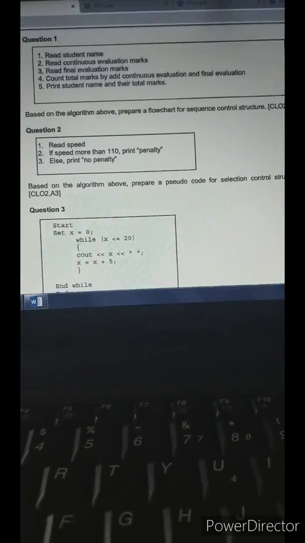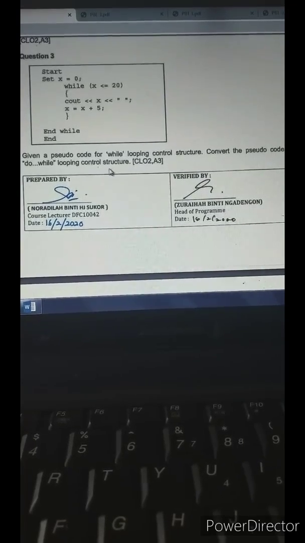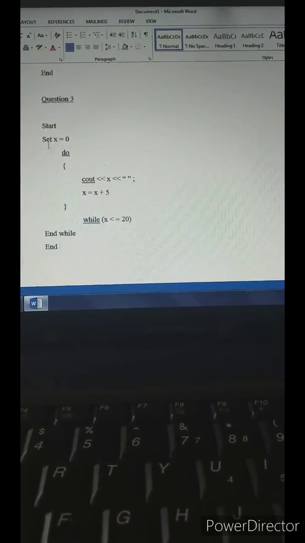Okay, the third question will be: given a pseudocode for while looping control structure, convert the pseudocode to do while looping control structure. Which means the question given is while looping, so we have to convert the pseudocode to do while looping control structure. So here's the answer, question 3.